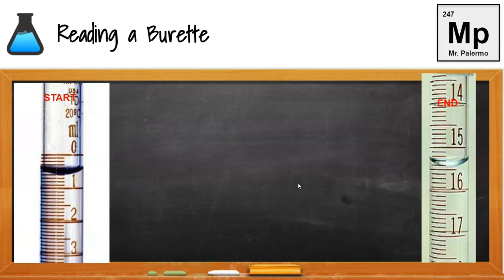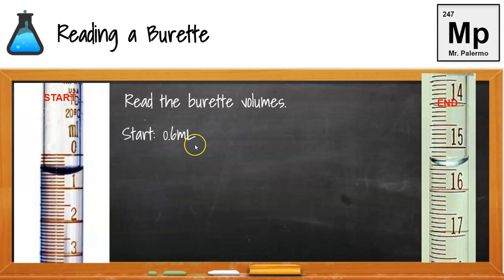So how do we read a measurement on a burette? The major difference between a burette and a graduated cylinder is that 0 is at the top, and the liquid is going to be released from the bottom on the burette. So what we're going to do is we're going to read the starting volume of our burette. In this case, it's 0.6 milliliters.